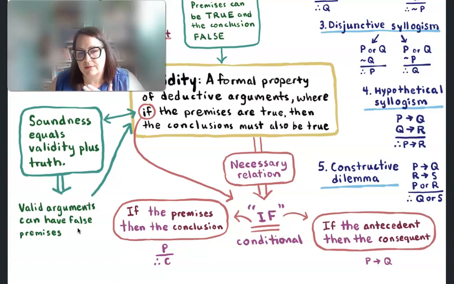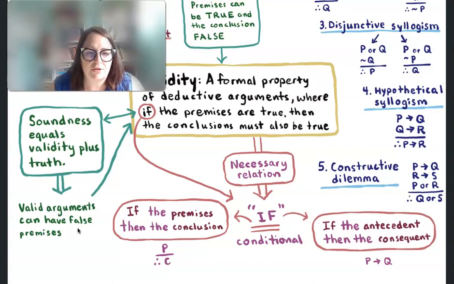We then say, well, why have valid arguments with false premises? Well, it's because validity is a truth-preserving method. It tells us that if the premises are true, the conclusion will also be true. And so it preserves that truthfulness from the premises to the conclusion. But if they're not true, it's valid, but we're not really getting anywhere with it.